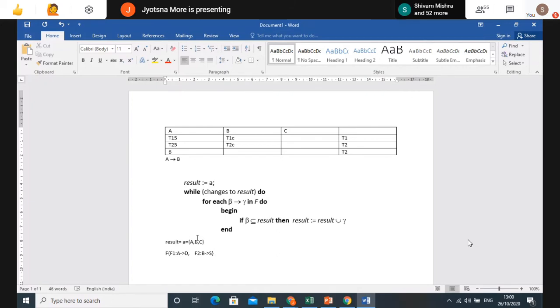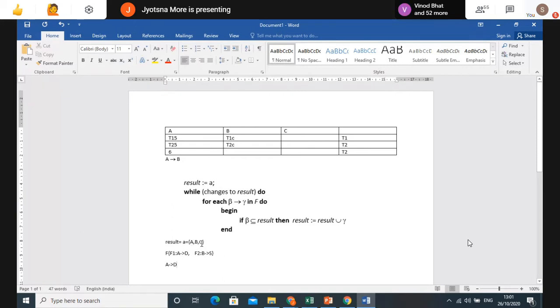Now, result is equal to A. So I have considered result whatever values are present in A right now, while changes to the result do for each beta determines gamma functional dependency. So we have to consider these two functional dependencies. If beta is a subset of result, I have to check with the first functional dependency, that is right now A determines B. Here beta is A. Is A present in my result? Yes. So I have to add this D into my result, right?